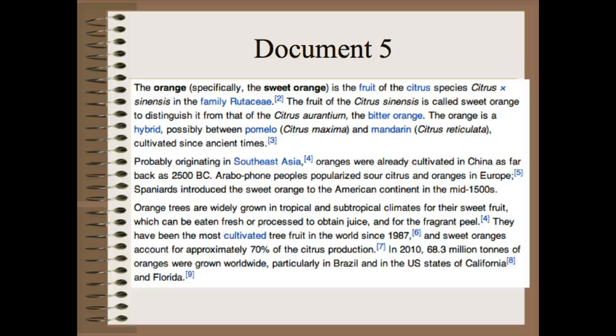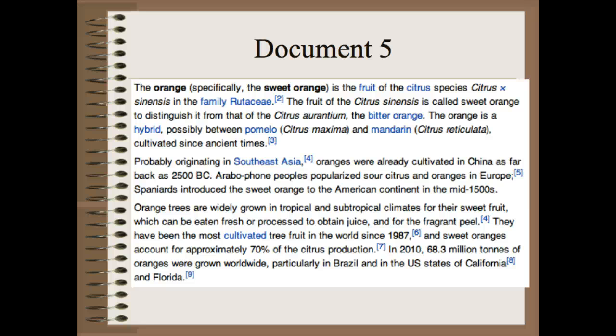So I might write a thesis statement using the documents that says apples and oranges are similar in the fact that they are both fruit. However, they are different in their nutritional values as well as their general uses. Okay, and that's my thesis statement.